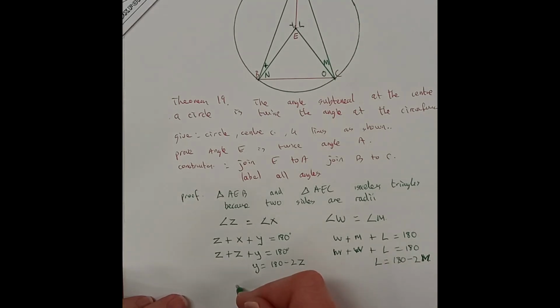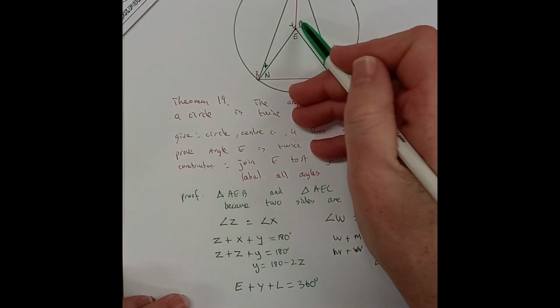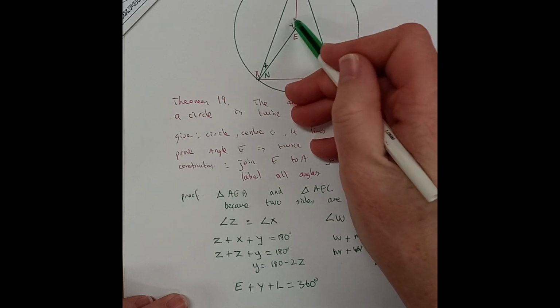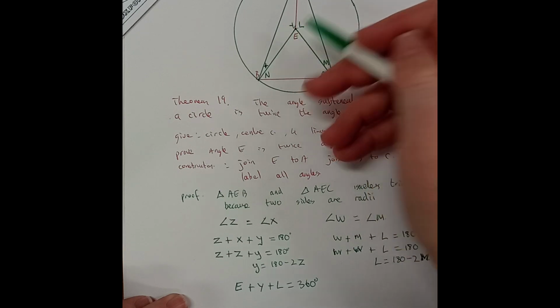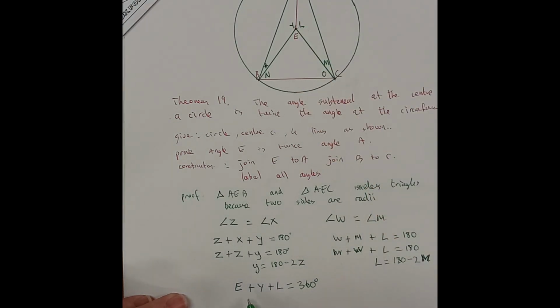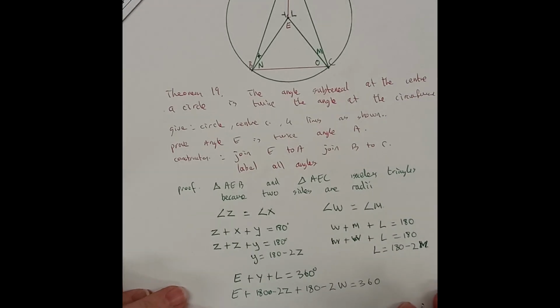But interestingly, E plus Y plus L is 360 degrees. The three of them together must be 360 degrees because it's a circle. No matter how small you make that circle, that's a circle broken into 3. So let's replace what I can. Let's replace the Y and the L. So E plus Y, 180 minus 2Z, plus L, 180 minus 2W is equal to 360. See where this is going?